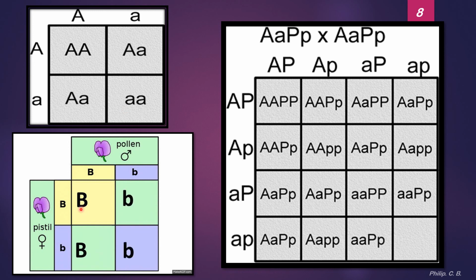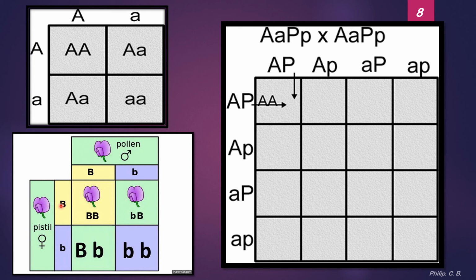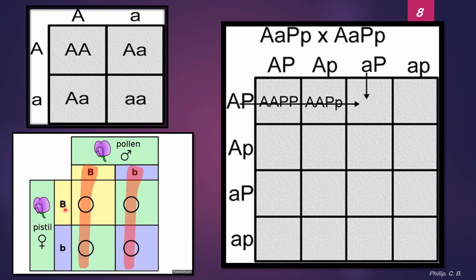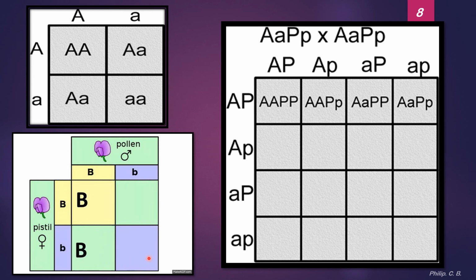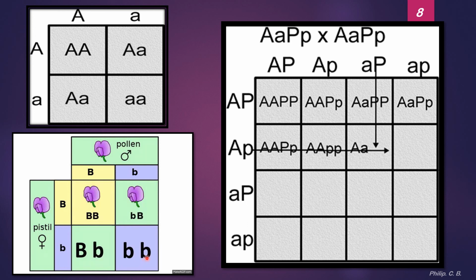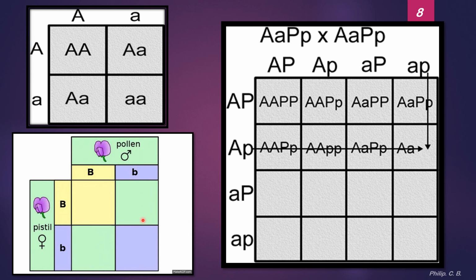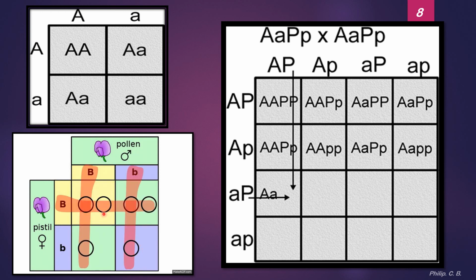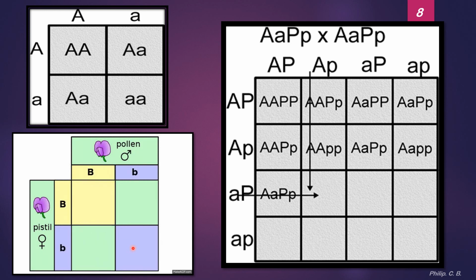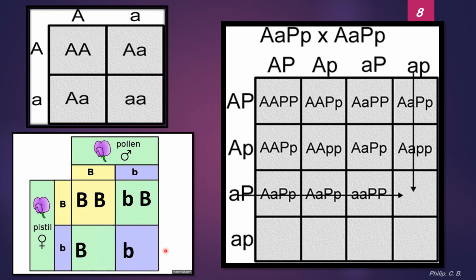Similarly, the second one, here it is capital B small b, capital B small b. Again, when you cross, we get capital B capital B, capital B small b, capital B small b, and small b small b. So again, one pure, one hybrid over here and a second hybrid over here, and one pure recessive. So it is 1:2:1 in the genotypic and 3:1 in the phenotypic. So this is about the monohybrid.